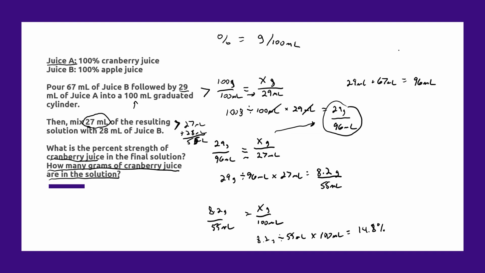So the answer to this question should be 8.2 grams of cranberry juice in that solution for a final concentration of 14.8%.